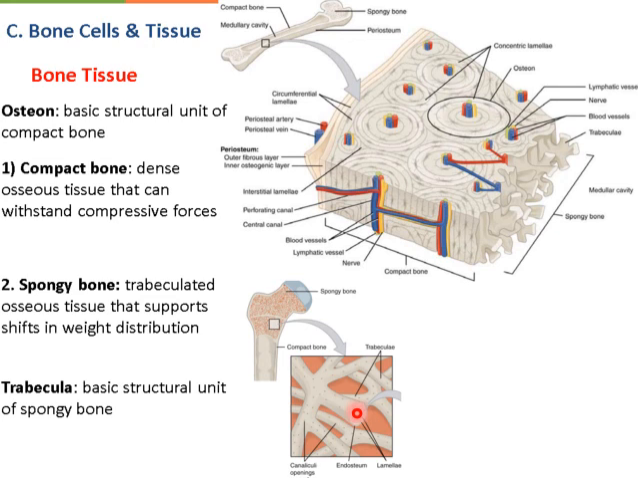And we also have to know that the blood vessels and nerves enter the bones through the nutrient foramina to nourish and innervate the bone.